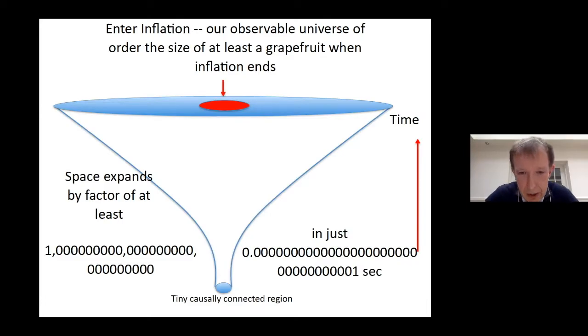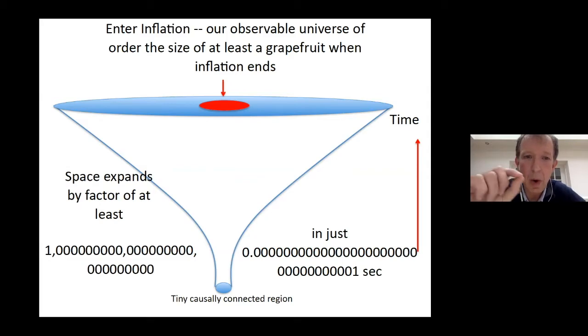The idea that in our very early universe, we had a tiny causally connected region which was in thermal contact. Remember, the universe on these very large scales is at the same temperature. If in the very early universe we had this very small patch in thermal contact, something caused it to inflate rapidly. The space expanded by at least a billion billion billion times, 10 to the power 27, in 10 to the minus 32 seconds. I pause for a moment. It expanded by a factor of 10 to the 27 in 10 to the minus 32 seconds. So that causally connected region became huge and easily encompassed our patch of the universe, which was of order the size of a grapefruit at the end of inflation.